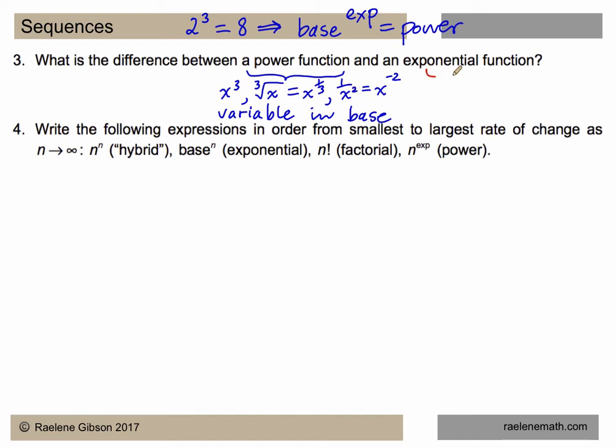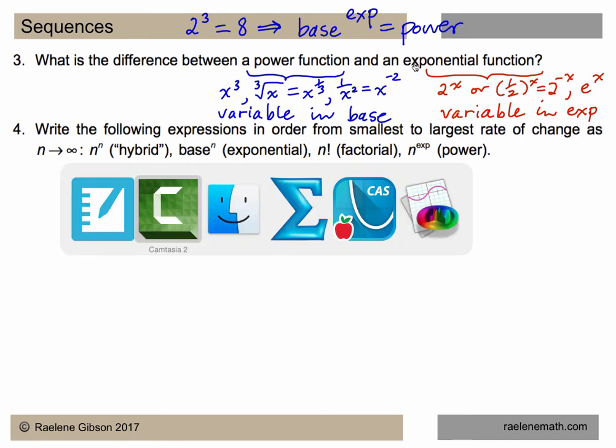Similarly, when we deal with exponential functions, we have things like 2 to the x, or 1/2 to the x, which is an exponential decay, or the natural base e to the x. And here we have that the variable is in the exponent, and the constant is in the base. And we should be very comfortable knowing that exponential functions grow much faster than power functions.